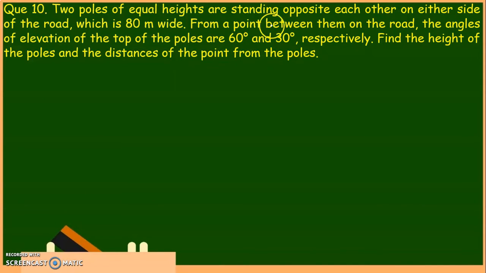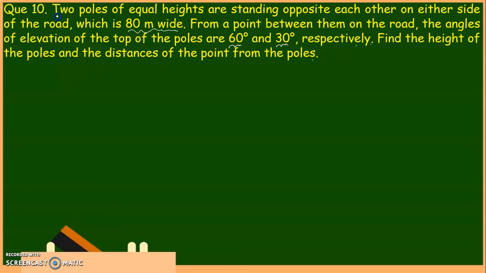Two poles of equal heights are standing opposite each other on either side of the road, which is 80 meter wide. From a point between them on the road, the angles of elevation of top of the poles are 60 degree and 30 degree respectively. Find the height of the poles and distance of the point from the poles.